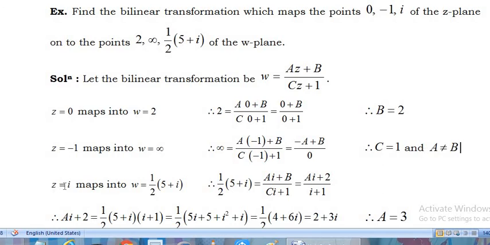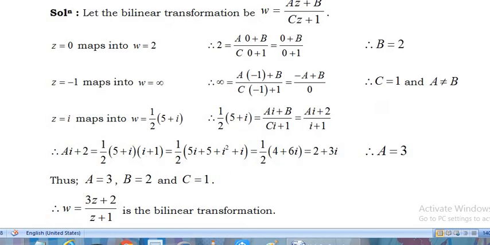The third combination, z equal to i maps into w equal to half times (5 plus i). Therefore half times (5 plus i) is equal to (A times i plus B) upon (C times i plus 1). We already know B and C, so let us put their values. (A times i plus 2) upon (i plus 1). Let us simplify further.